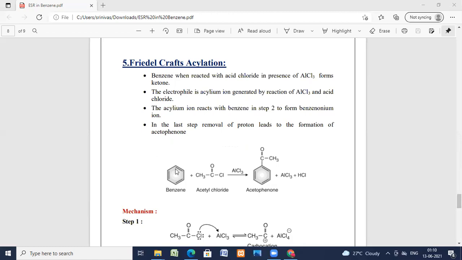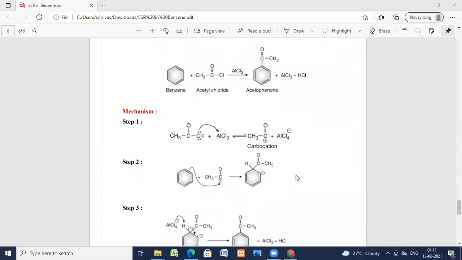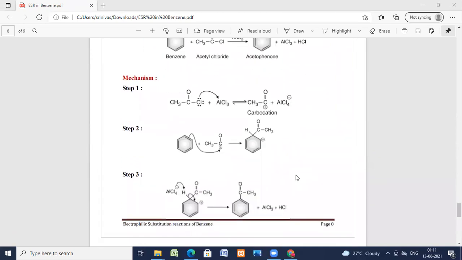The example is benzene on reaction with acetyl chloride. It reacts with the acetyl chloride in presence of AlCl3, and this acetyl group is attached to the benzene, giving acetyl benzene, called acetophenone. It is formed, the catalyst is AlCl3, and HCl is the byproduct formed. So we'll see the mechanism of the reaction.